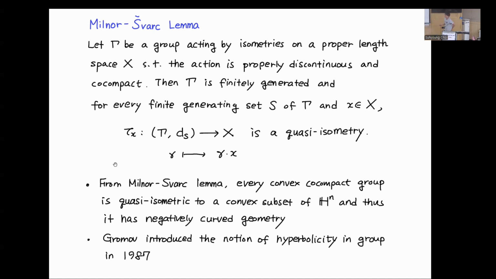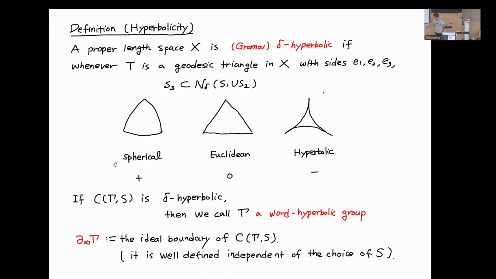So every convex co-compact group is a word hyperbolic group, right? So this is a definition of hyperbolicity. A metric space is delta-hyperbolic if you draw a triangle, then it satisfies a condition like this. This property gives a picture like this. Okay, this is an essential property of hyperbolic space.